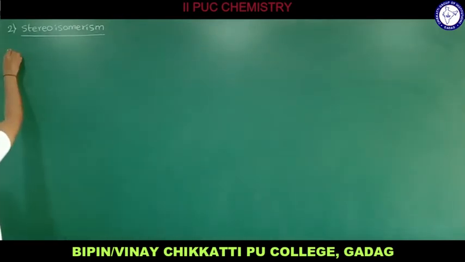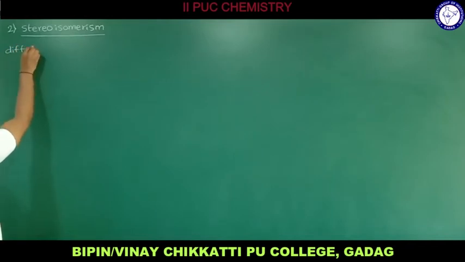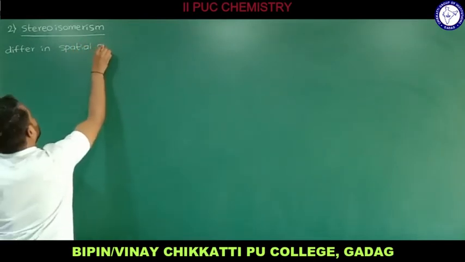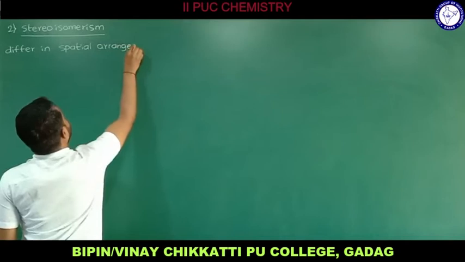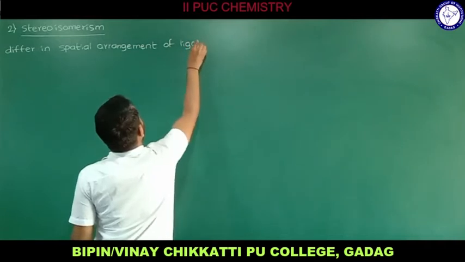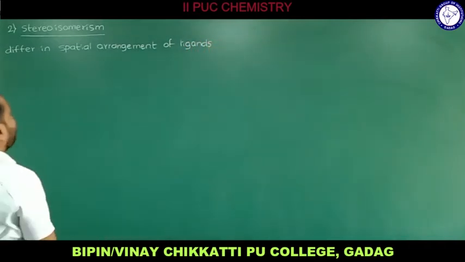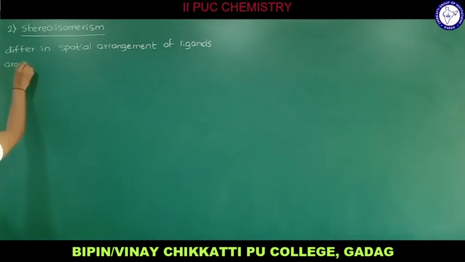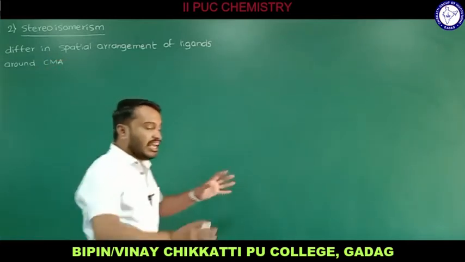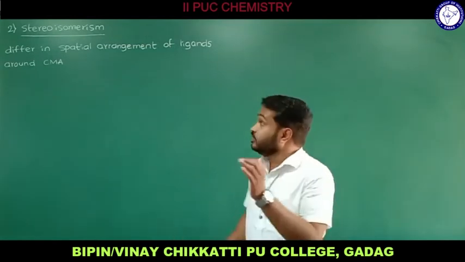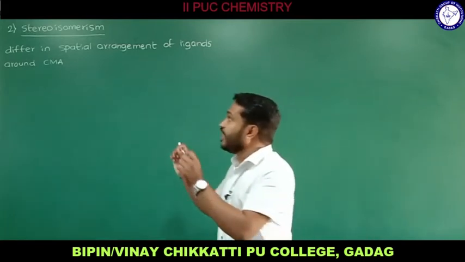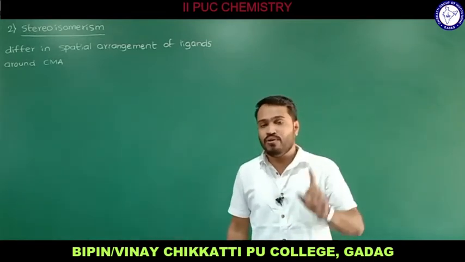Let me write the keywords. They are supposed to differ in spatial arrangement of ligands around the central metal atom. Complexes having the same molecular formula but differing in the spatial arrangement of ligands around the central metal atom in a coordination sphere are termed stereo isomers, and the phenomenon is called stereo isomerism.